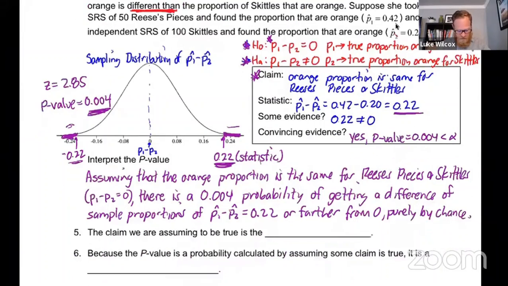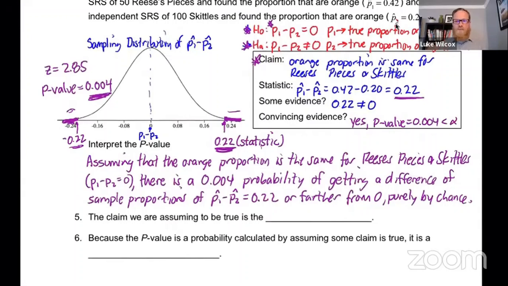Now, a couple summary questions here. For all 4 of those problems that we did, we had a claim at the very front end that we were assuming to be true, and hopefully you know that this is the null hypothesis. And then the last idea here, because the p-value is a probability calculated by assuming some claim is true. Well, that's a condition, right? We're assuming that that condition is met. So that p-value, which we know is a probability, is in fact a conditional probability.